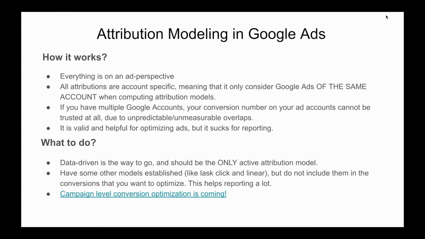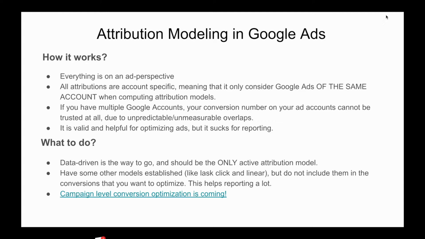So in Google Ads, all attribution models are computed from an ad perspective, on an account-specific level. What I mean is that when they're computing their attribution model, they do not consider any sources other than ads delivered on one account. What this means is that if you have 2 Google accounts, your conversion numbers on your ad accounts simply cannot be consolidated, because they will overlap with each other and take multiple credits. It is valid and helpful for optimizing your Google Ads using the Google Ads optimization algorithm and for reporting. But if you're doing anything cross-channel or cross-account, their numbers simply cannot be trusted for reporting.